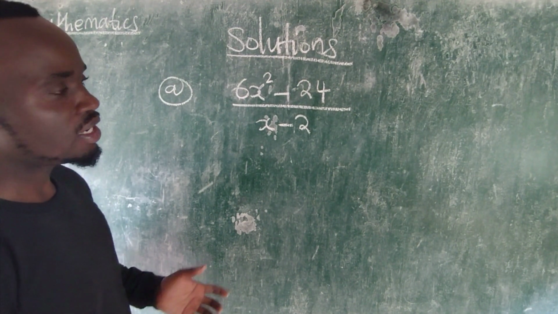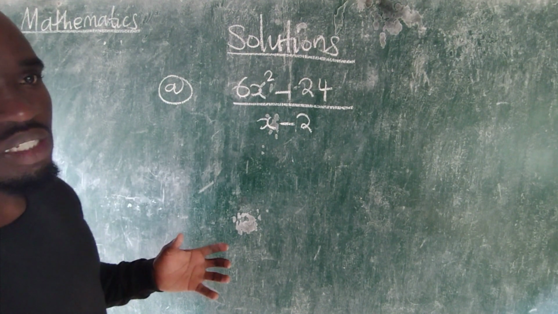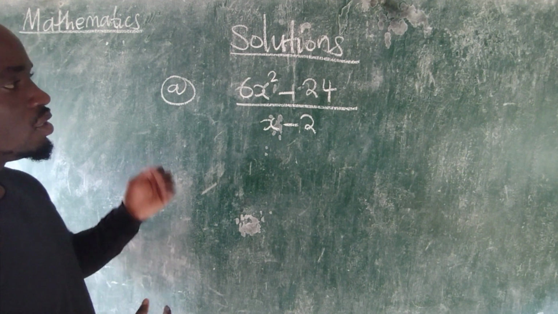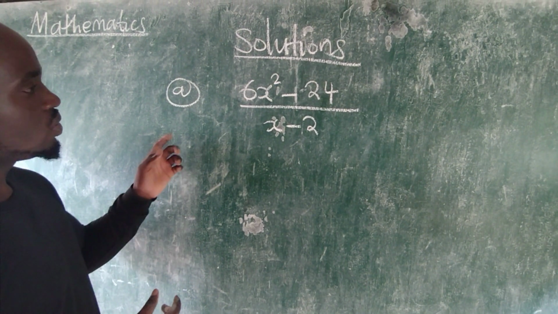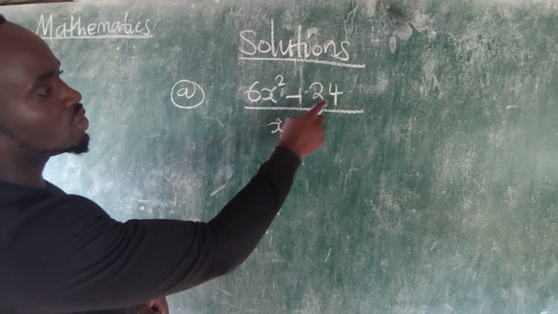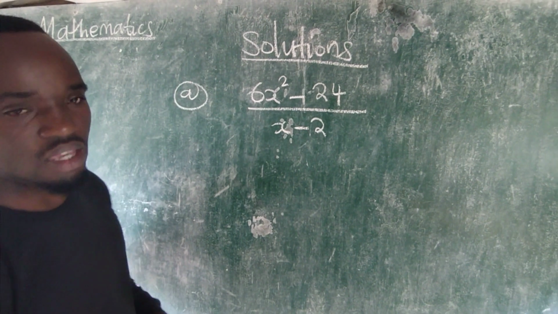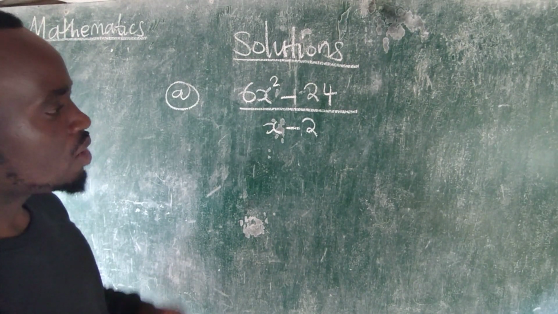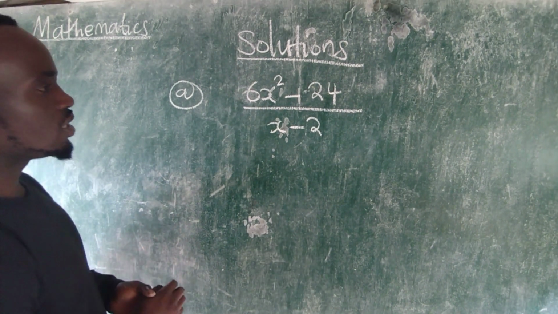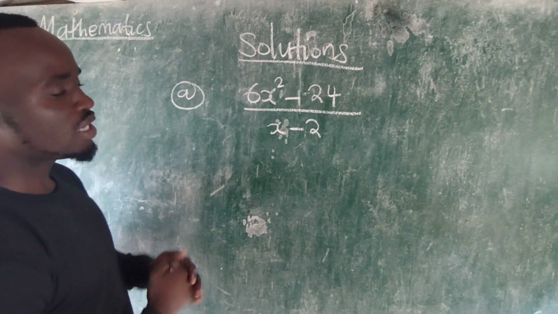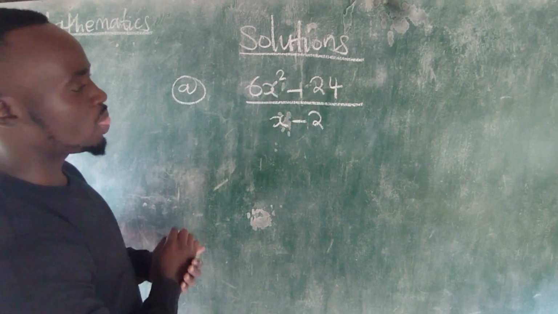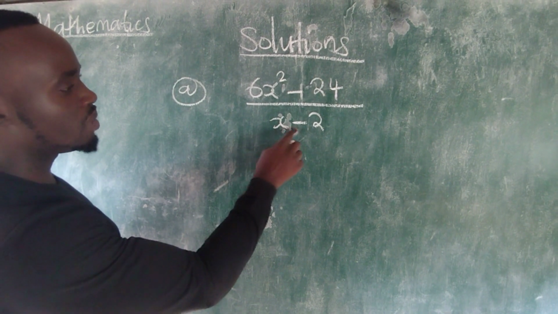All right, so just like I said, we are going to answer these questions step by step. So we are starting with the first one here: simplify 6x raised to the power of 2 minus 24 divided by x minus 2. How can we simplify this type of question? It's simple. The first thing, you look at the numerator. Our numerator is 6x squared minus 24. Then our denominator is x minus 2.